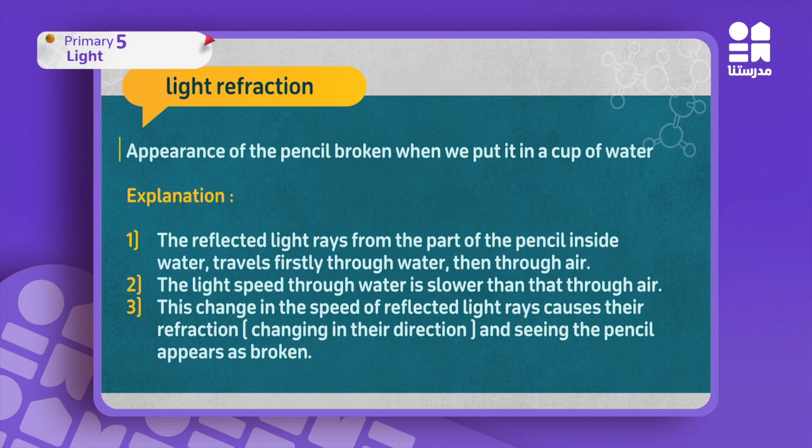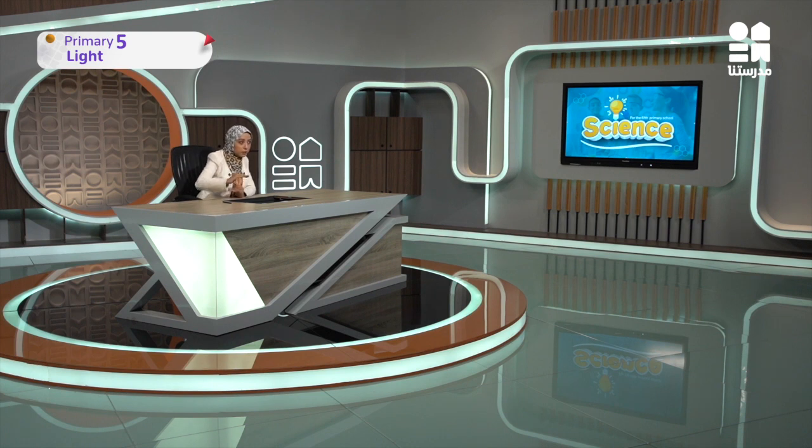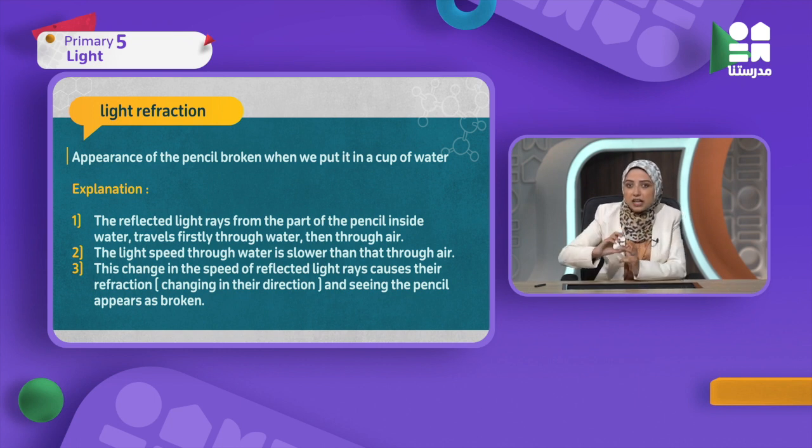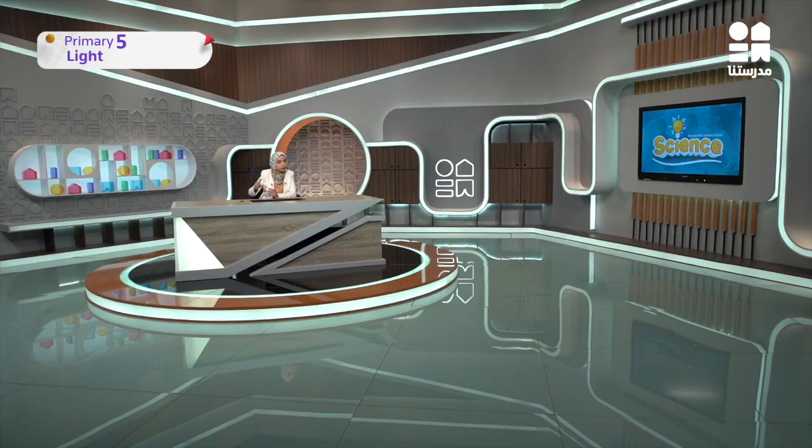Okay, the light refraction: the appearance of the pencil as broken when we put it in a cup of water. The explanation of it: number one, the reflected light rays from the part of the pencil inside the water travel firstly through the water, then through air. We know how we see things: reflection happens. The reflection from the part of the pencil inside the water happens first in the water and then in the air. This change from the water to the air changes the speed of light, which is different between water and air. And of course, water and air are both transparent, as we took last time.